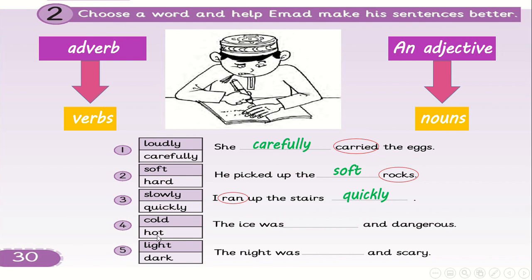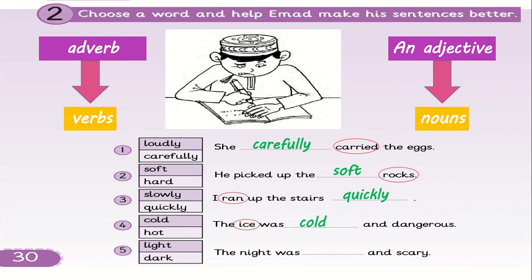Okay. The ice was dash and dangerous. Is it cold or hot? And here we have ice, we have a noun. Okay, so we have to add adjectives, either cold or hot. The ice should be cold. Yes, the ice was cold and dangerous.